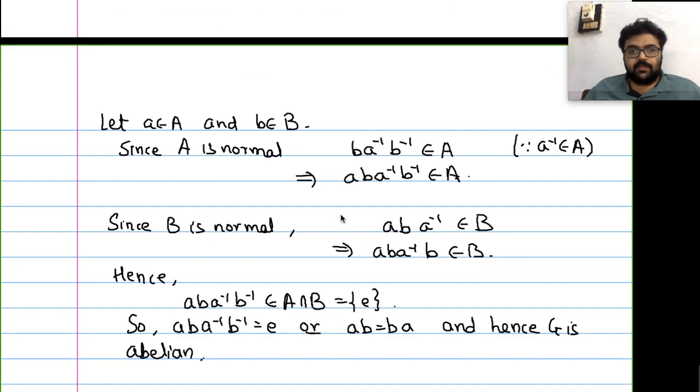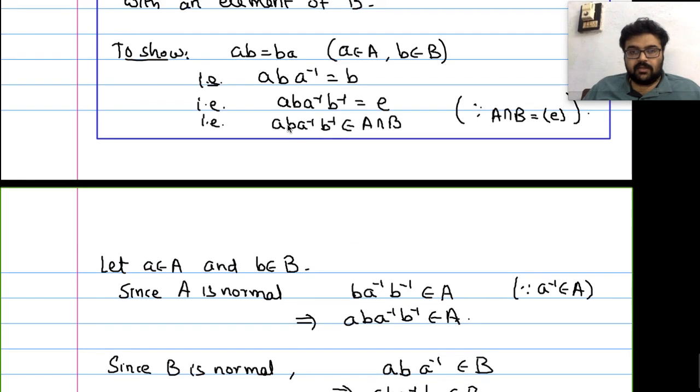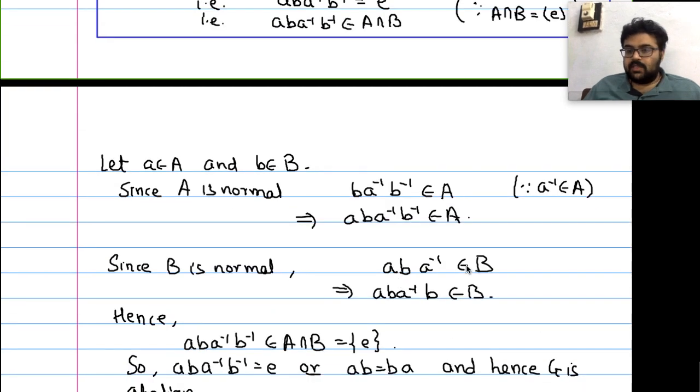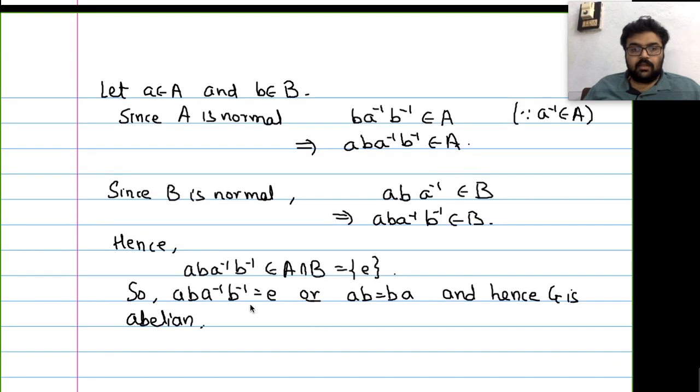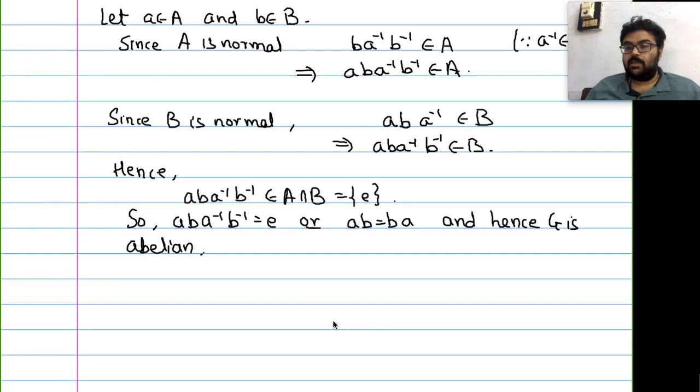Similarly, B is normal. So in between now, this is the form I use: a, b, a inverse, b inverse. So aba inverse is in B, the middle element is in B because B is normal, and then b inverse is already in B. So just multiply by b inverse on the right side. So we have aba inverse b inverse is in B. So aba inverse b inverse is in A intersection B, which is identity. So ab equals ba, and hence G is abelian.